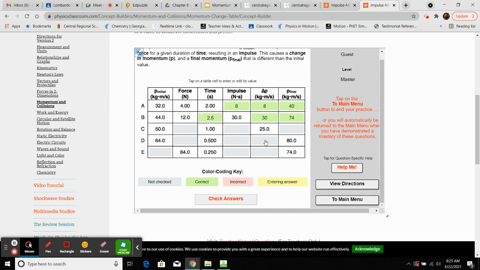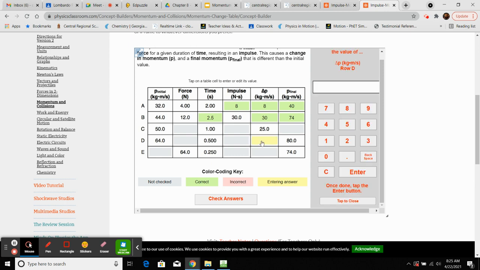So if I'm looking at letter D, if my final is 80 and my initial is 64, that would be the change in momentum? Okay, so what's 80 minus 64? So that would be your change in momentum. And then 16 would be our impulse, because those two are the same. Impulse is equal to our change. No, I'm saying force is 16. And you do 16 times 0.5. Well, 16 times 0.5 would be 8. So 64 plus 8 is 80?